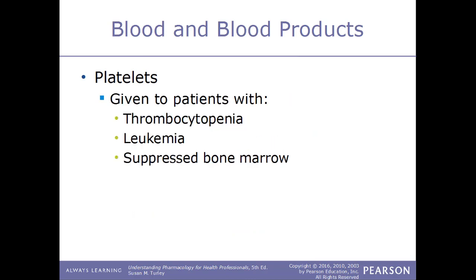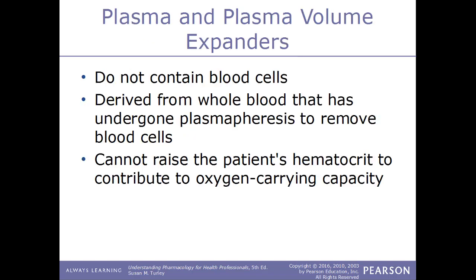Now, platelets would be given to patients who have thrombocytopenia, which is having a decreased level of thrombocytes or platelets within the blood. The patients who have leukemia or who have suppressed bone marrow. All right, now we'll talk about plasma and plasma volume expanders.